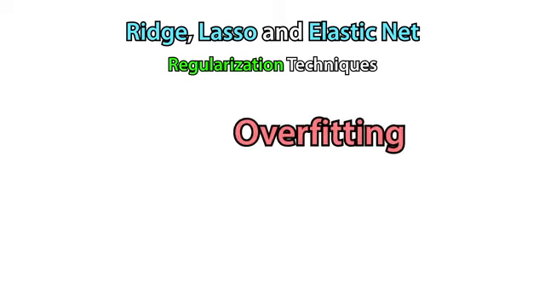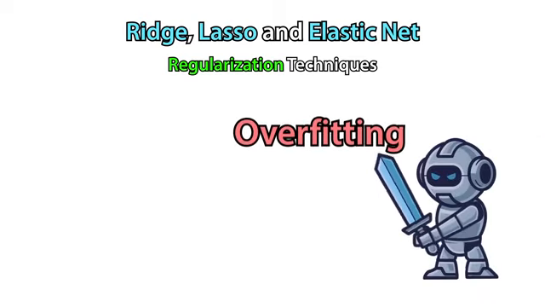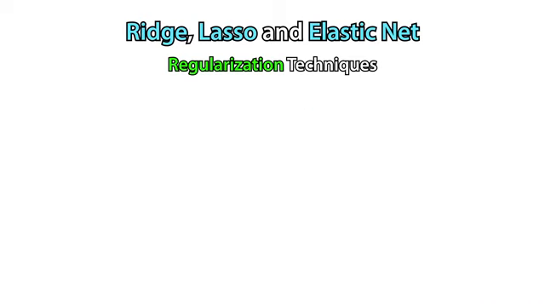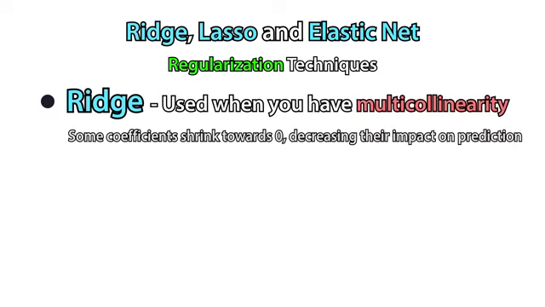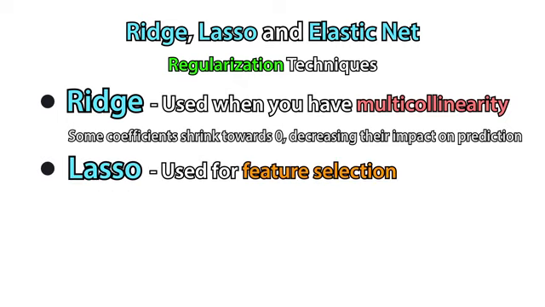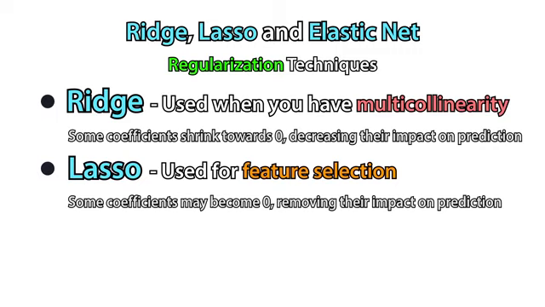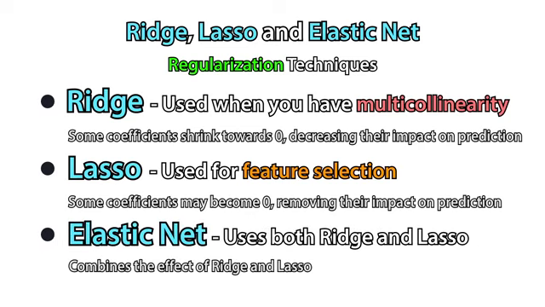Regression models also have modifications called ridge, lasso, and elastic net. All are regularization techniques that are used to combat overfitting but used for different purposes. Ridge is helpful for reducing multicollinearity. It shrinks some coefficients towards zero without making them zero. Lasso can perform feature selection by shrinking some coefficients and even making them zero, effectively removing their influence from the model. You can use elastic net to combine both ridge and lasso.